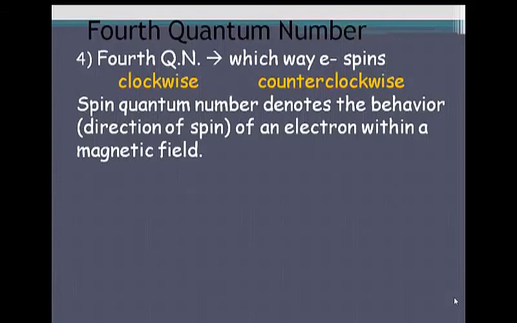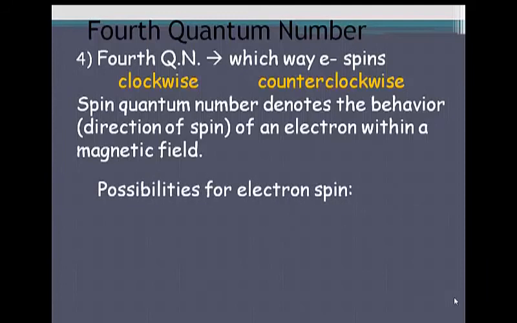The fourth quantum number tells us which way the electron is spinning or rotating. It can either be clockwise or counterclockwise. This is the same idea of the fact that planet Earth rotates on an axis as it's simultaneously rotating around the sun. Since there are 2 possibilities for spin, we label that as either plus 1/2, that's clockwise, or negative 1/2, counterclockwise. Usually we show that with arrows pointing either up or down.